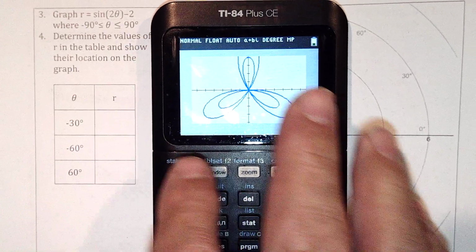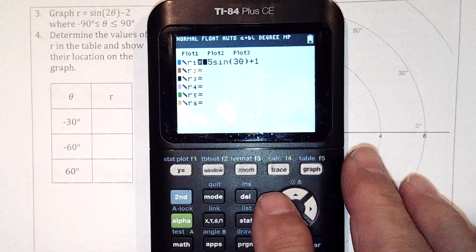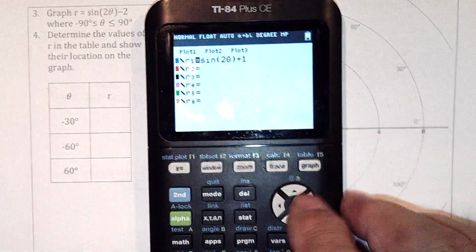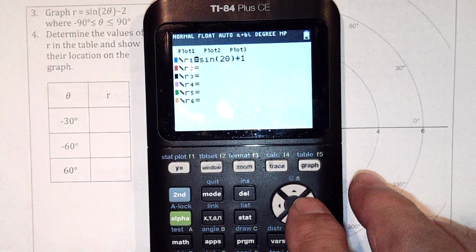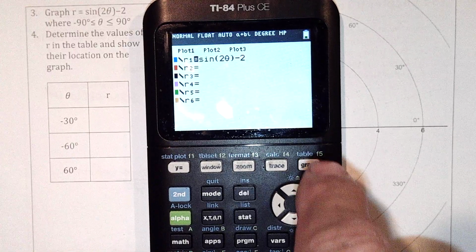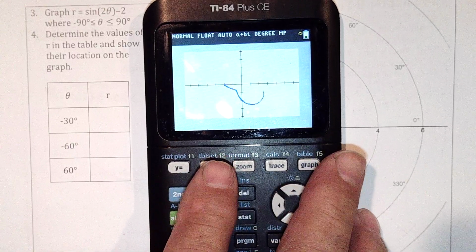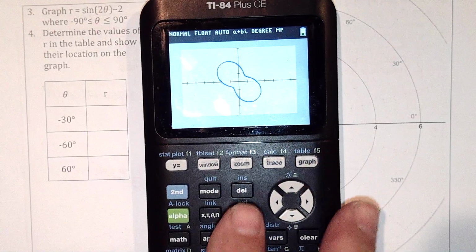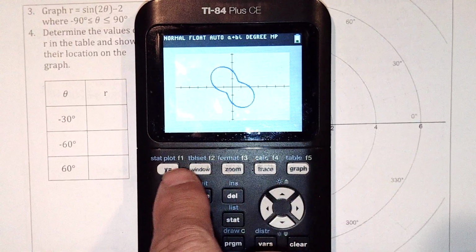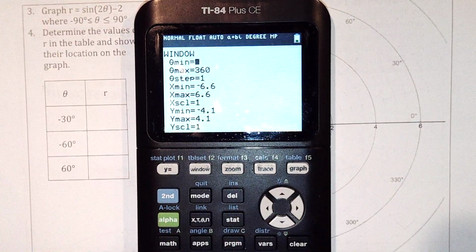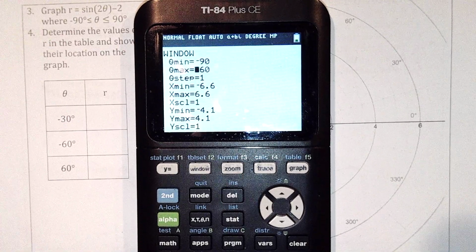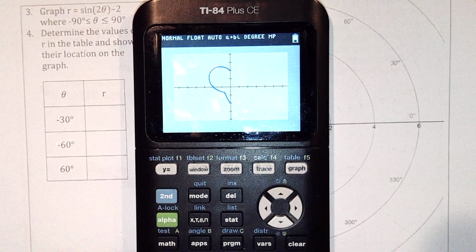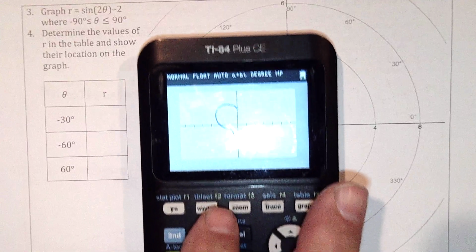There it is. Y equals sine 2 theta minus 2. So it makes something that looks sort of like a peanut, but I needed to draw it only from negative 90 to 90. So I want to get that part of the peanut.